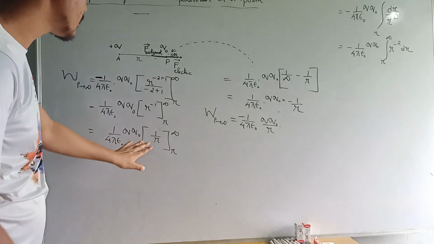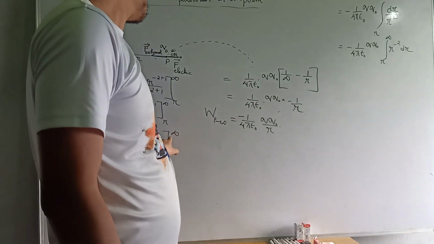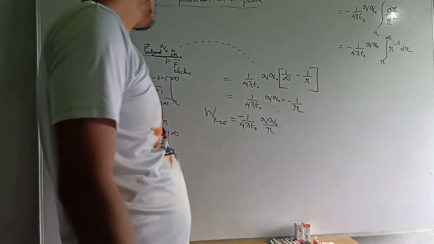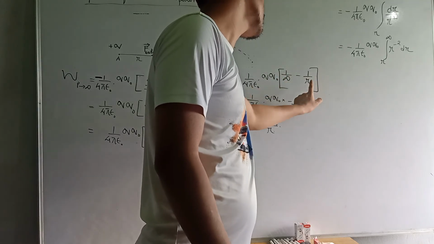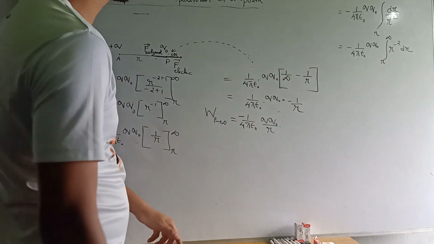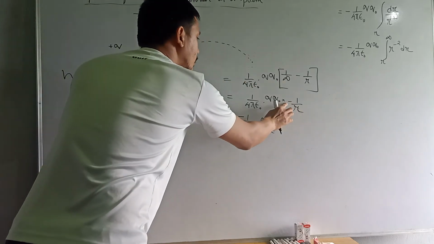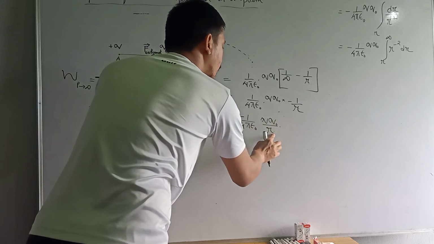Plus. Now as we substitute the upper limit and lower limit, upper limit is, instead of r we put infinity, so 1 by infinity, minus 1 upon we put the lower limit r. 1 by infinity is 0, so we will have only minus 1 by r. So the work done in taking the test charge q naught from p to infinity will be given by minus of 1 by 4 pi epsilon naught q naught upon r.